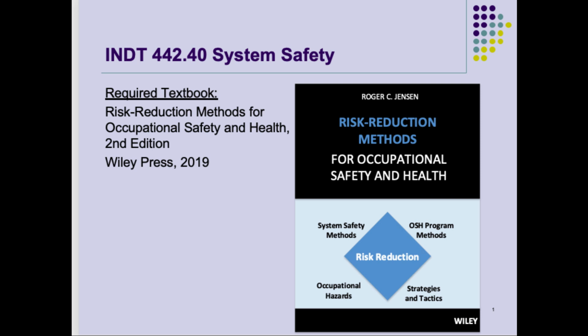And our goal is to reduce risk, and we do this through using system safety methods, techniques, and strategies, as well as strong implementation and review of our occupational safety and health programs, and identifying our risks or our hazards that are out there. So we reduce our risks by identifying our hazards and putting controls in place.